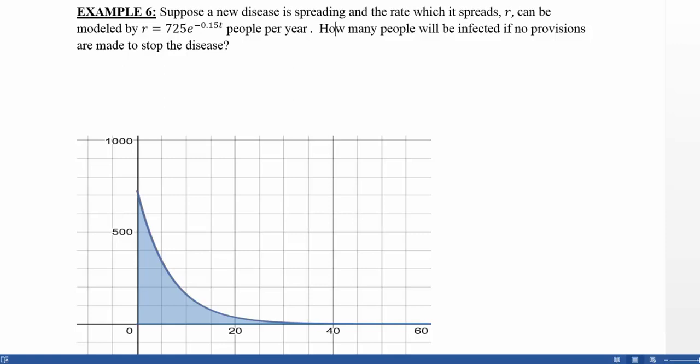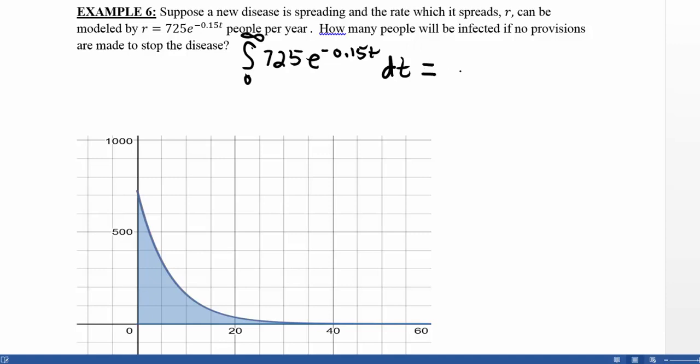So we want to set up an integral to determine how many people in total will be infected. However, since we're not trying to stop the disease, the time span on which this disease can run is going to go to infinity. So we start by setting up our improper integral to model the situation. Here we're going to have the integral from 0 to infinity of 725 e to the negative 0.15 t dt. This represents the rate at which the disease is spreading and that it's going to go on for an infinite amount of time. The area under the curve will tell us how many people this will impact.